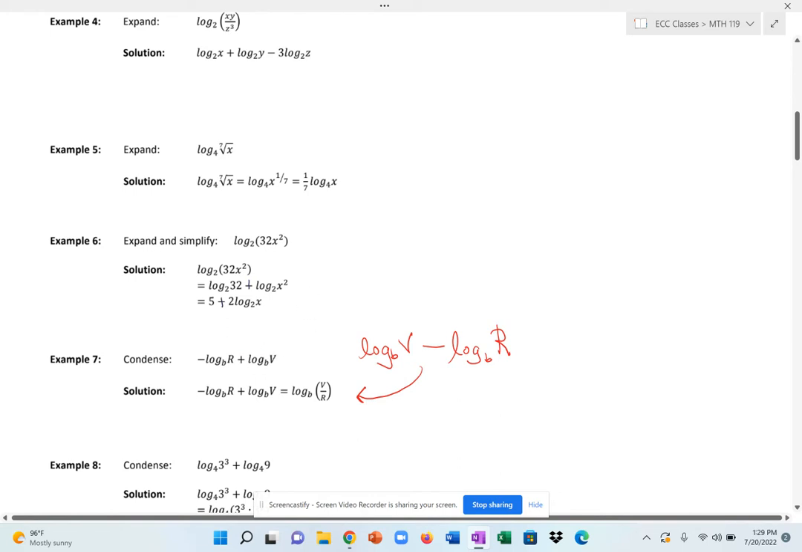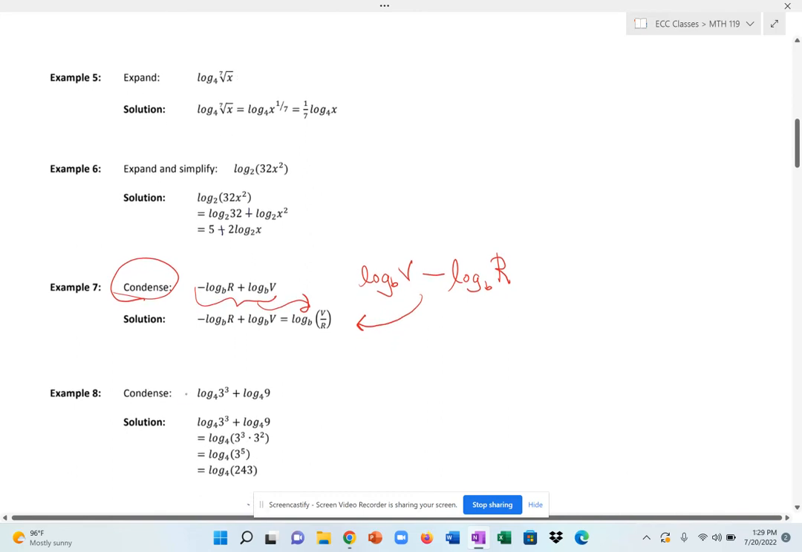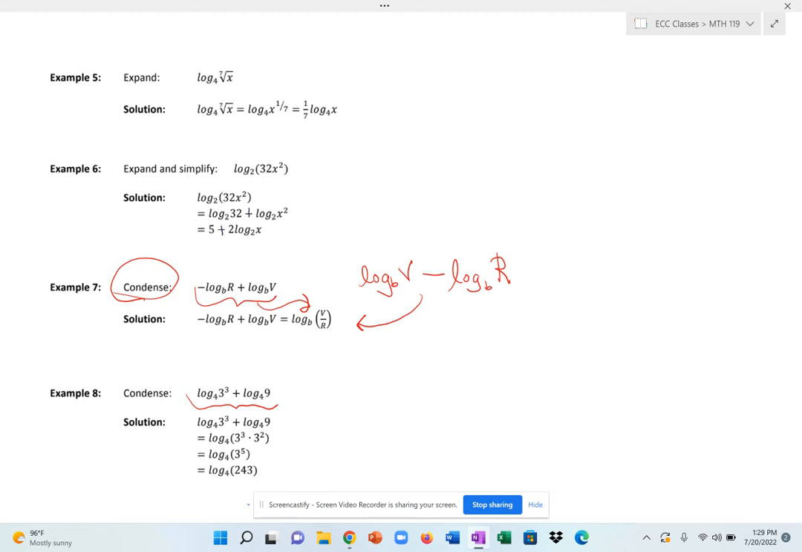For the following examples, I'm again condensing. So condensing is the opposite of what we were doing previously. We were taking multiple logarithms and collapsing it down into one. So here I need to do the same thing, but there is a little bit of a shortcut that you can take. This is log base 4 of 3 to the 3rd plus log base 4 of 9. In order to condense this, I need to use my product law.